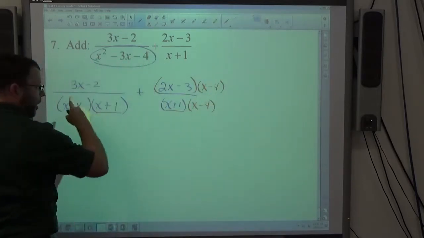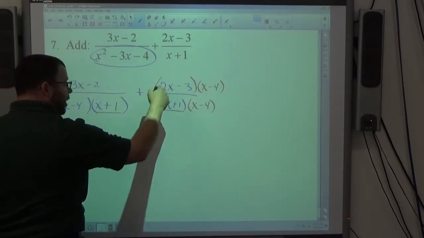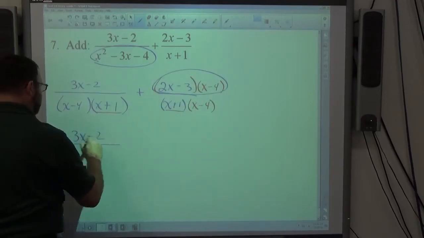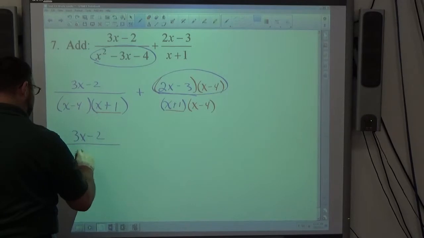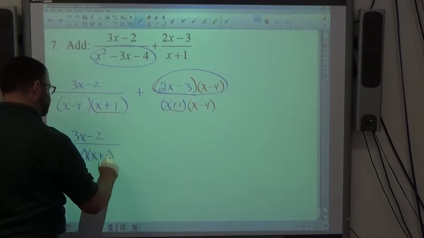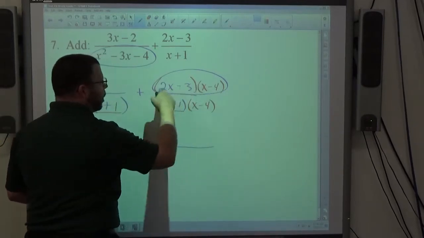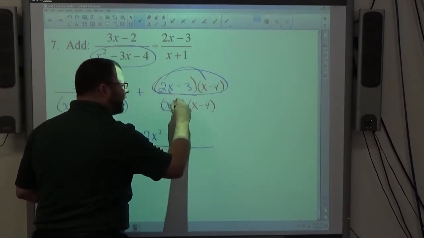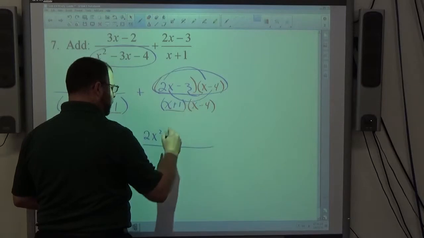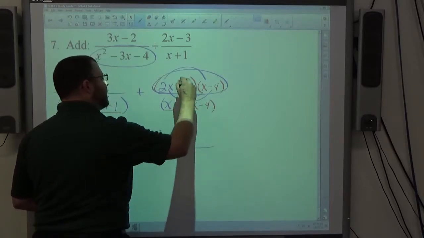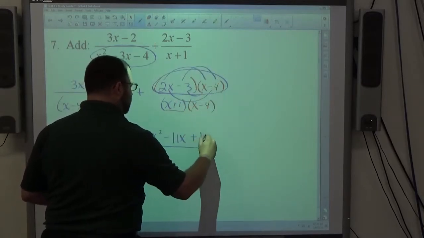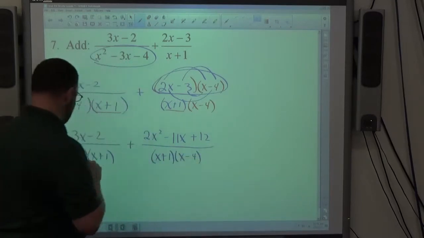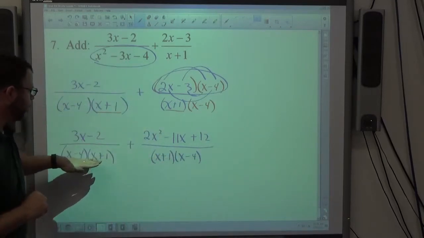So before I go ahead and start adding like terms, if I just simplify this expression using FOIL, so 3x minus 2 is going to stay as is over x minus 4 times x plus 1. If I FOIL this, 2x times x is 2x squared. Outside negative 8x, inside negative 3x makes a negative 11x. And then last times last makes plus 12. And again, the common denominator is already there, so what's left to do?